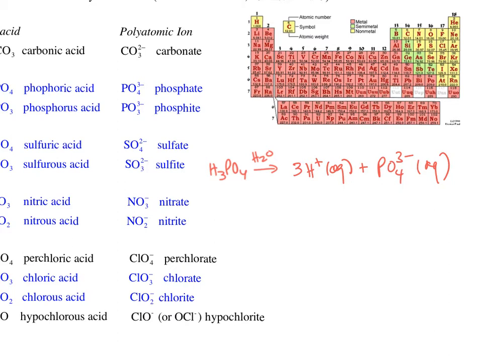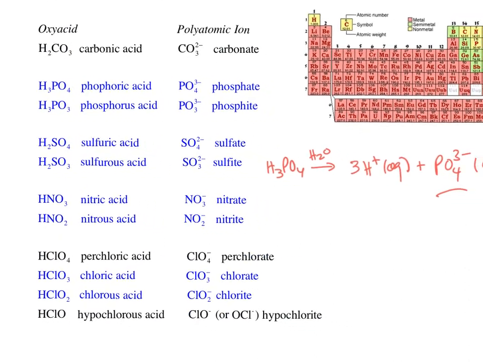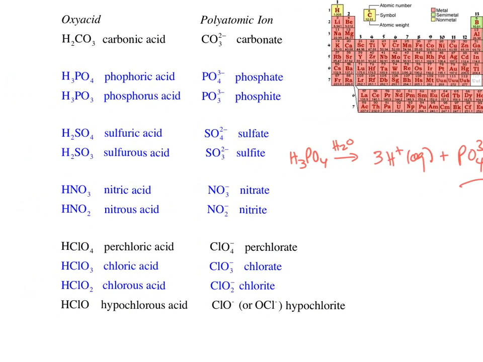So that's the process. Phosphate is the name of the polyatomic ion formed from the dissociation of phosphoric acid. I'm sorry, I said phosphorus, but I meant phosphoric. So it's phosphoric acid and phosphate. They're being formed.